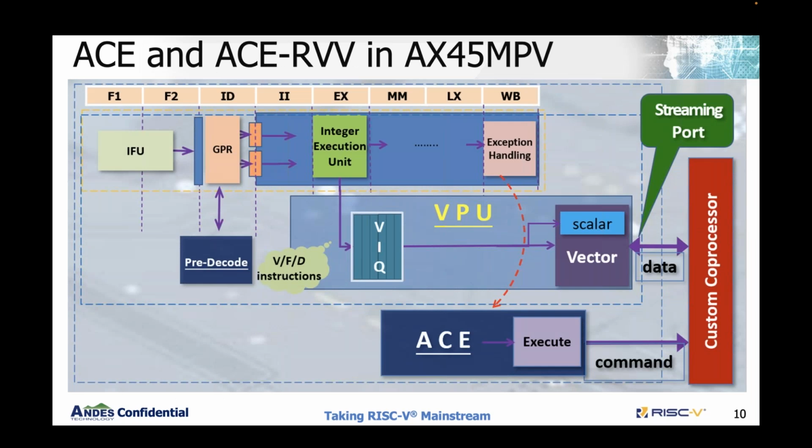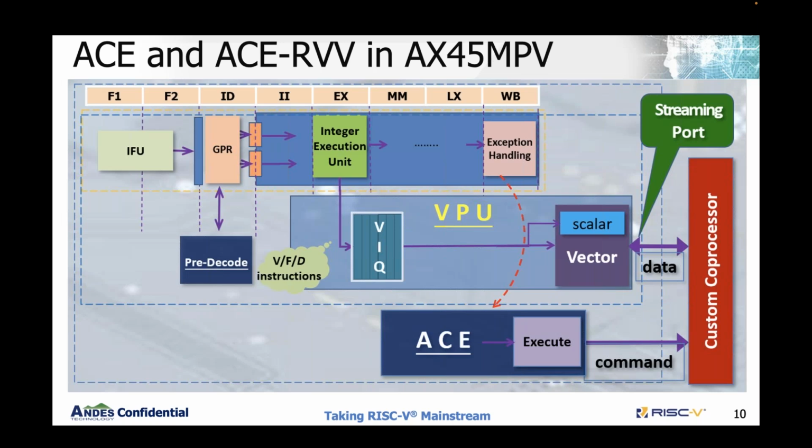Here is the Andes AX45 MPV architecture with ACE and ACE RVV. On the top, the AX45 MPV is an 8-stage dual-issue pipeline. In the middle is a vector pipeline, where the vector instructions are issued in the EX stage of the main pipe to the vector pipe. And at the bottom are the ACE pipe stages, which are issued in the write-back stage of the main pipe.